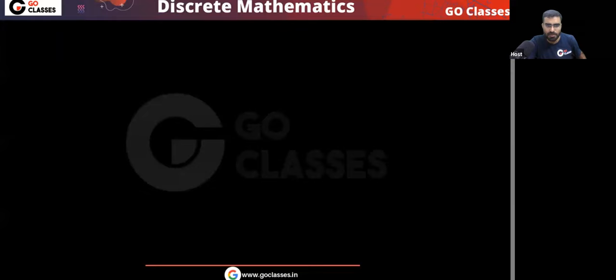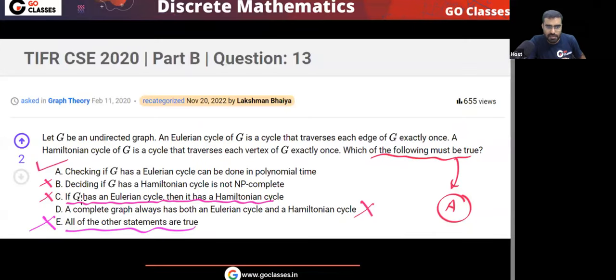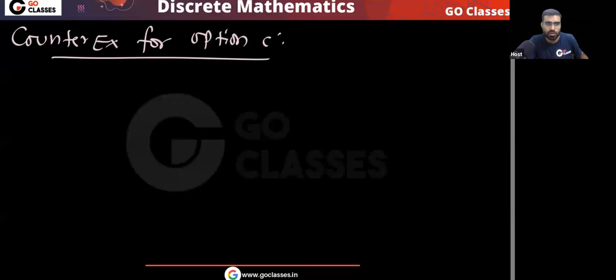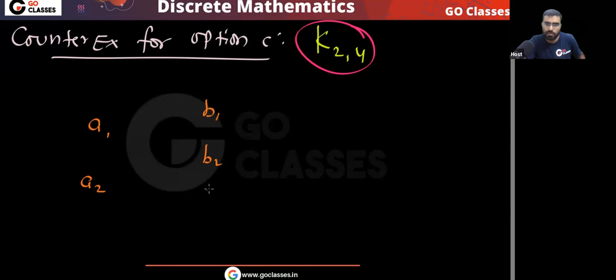You can also take this counterexample. Option C is saying if G has an Euler cycle, then G has a Hamiltonian cycle. Let me give you one more counterexample for option C. You can take this complete bipartite graph K2,4 with vertices B1, B2, B3, B4. This complete bipartite graph you can also take.